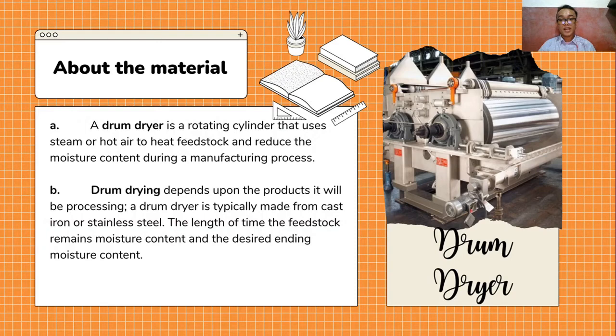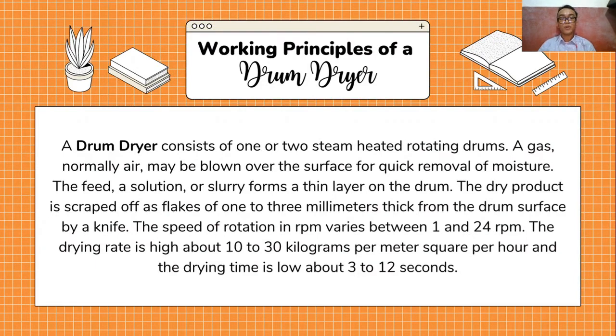Hence, drum drying depends upon the products it will be processing. A drum dryer is also typically made from cast iron or stainless steel, as you can see in the picture here. The length of time the feedstock remains depends on its moisture content and the desired ending moisture content. This is the working principle of a drum dryer.